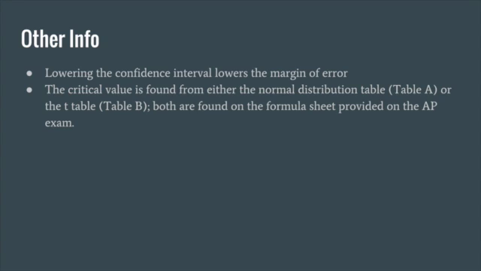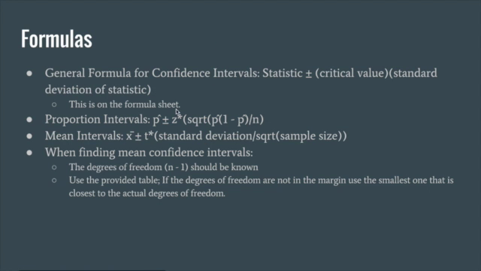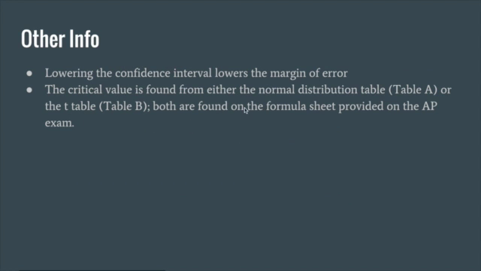Okay, other information, you should know that lowering the confidence level lowers the margin of error, which is this part. And then you should also know that the critical value from table A, which is for z's, and table B for t's, is both found on the formula sheet on the AP exam. You can use it on the calculator, which we will show now.